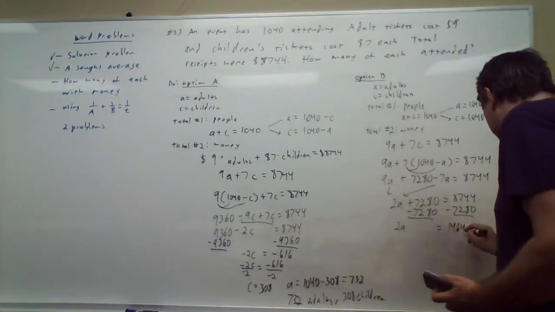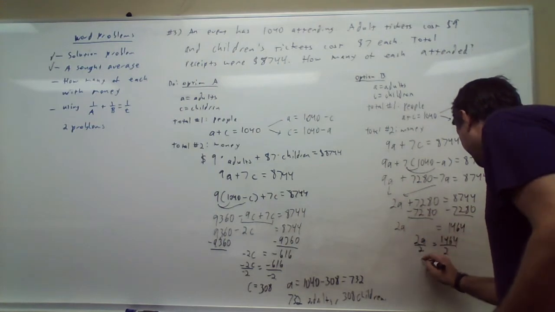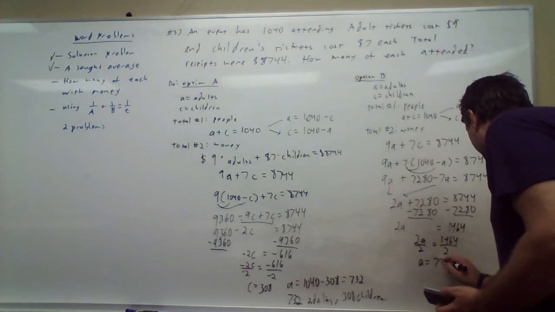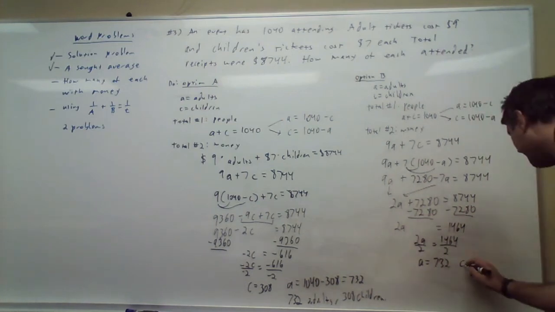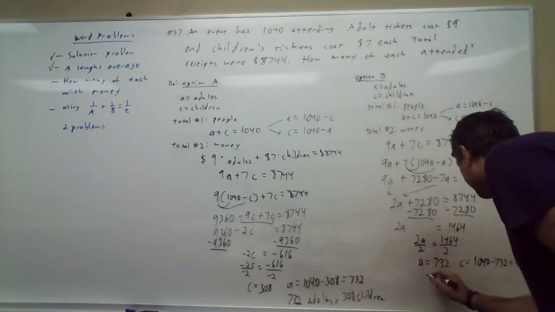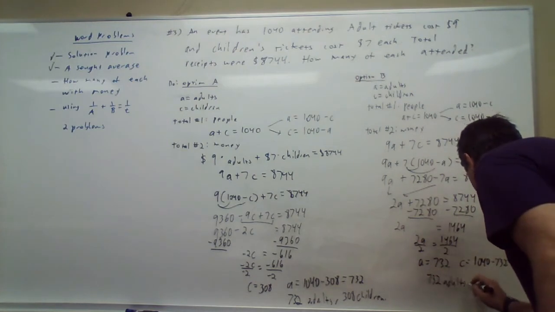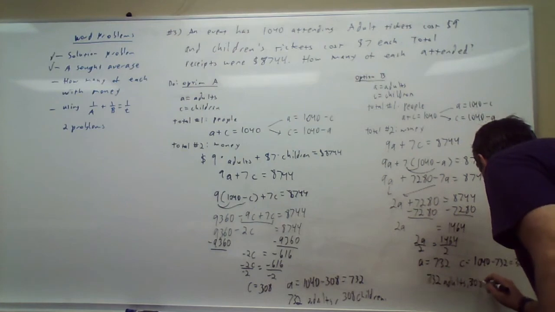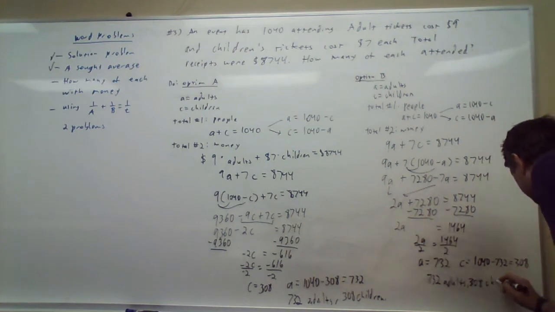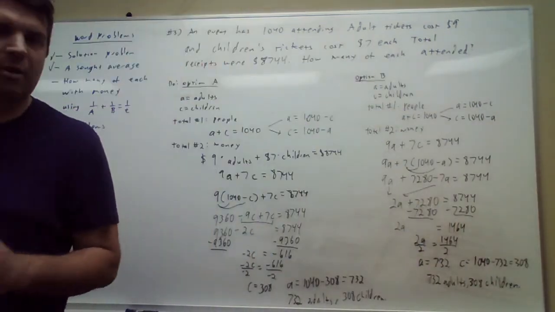1464. Divide off the 2, and A is 732. C would be 1,040 minus 732, which is 308. So it's 732 adults, 308 children. Okay, either way, you get the same answer. Okay, I'm going to pause this and set up the next problem.